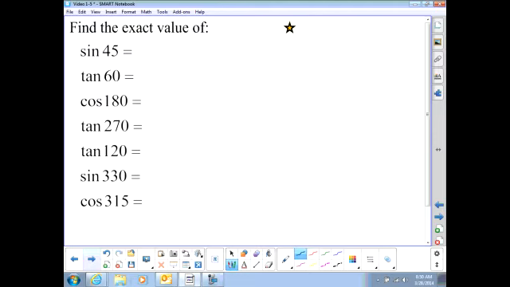Now, some other exact values. Sine of 45 would be in the first quadrant. We'd have 1, 1, and square root of 2. Positives for the 1s because we're going right and up. Opposite over hypotenuse would be 1 over square root of 2. Tan of 60, that would also be in the first quadrant, but we'd have a 60-degree reference angle.